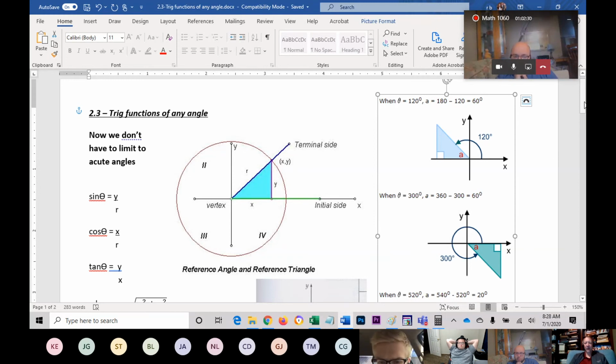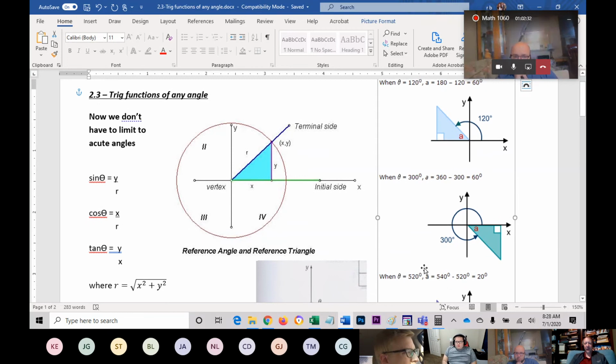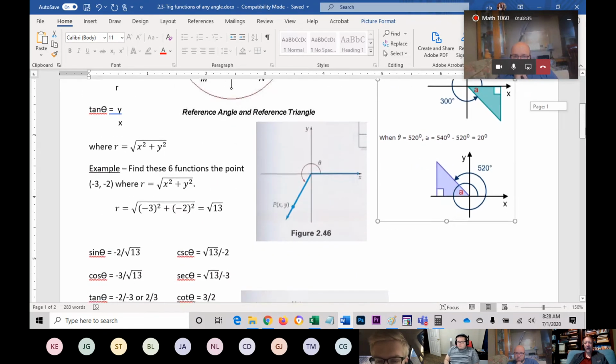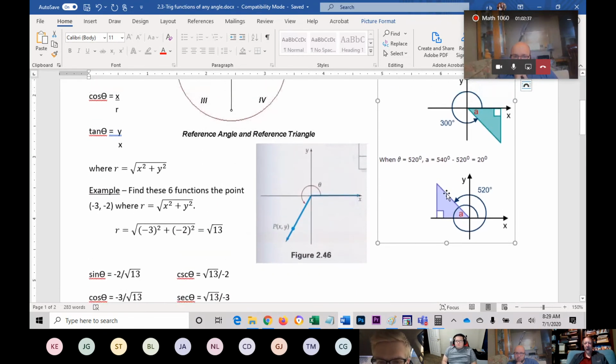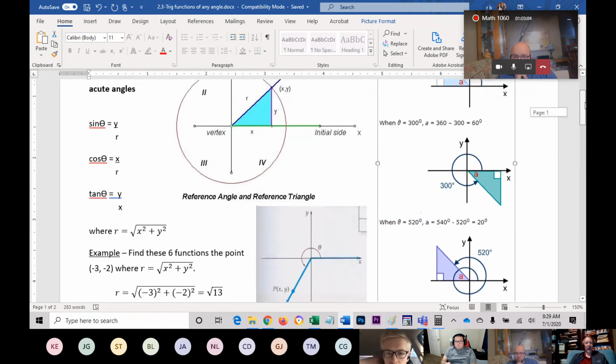And if we start doing coterminal angles, if we did a 520-degree angle, so basically we're going all the way around, so that's going to be 360 plus another, whatever that works out to be. So 540 minus 520, that's going to be just a 20-degree angle, your angle A there. So does that make sense?